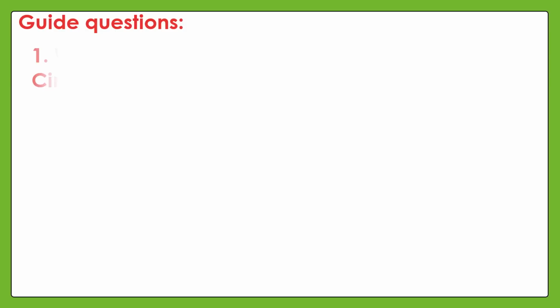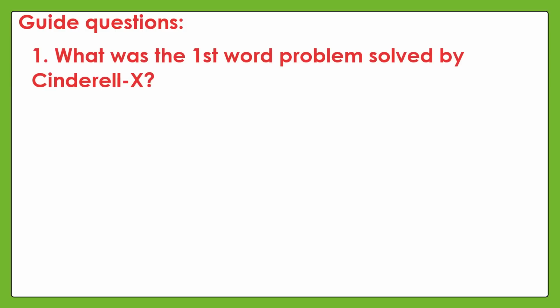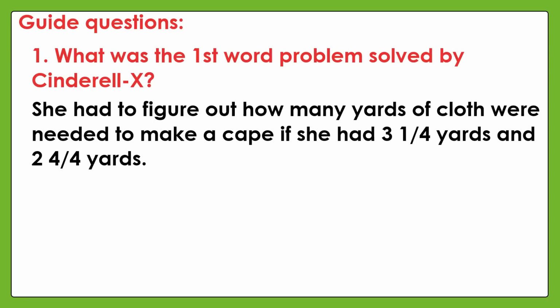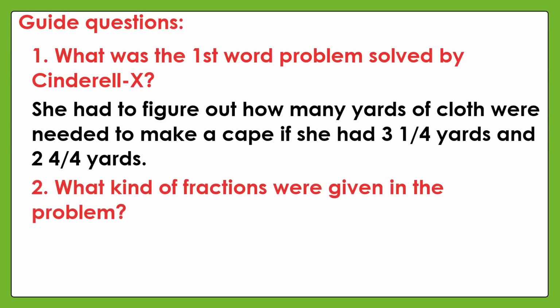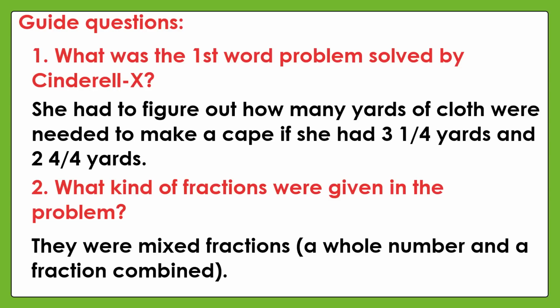For our guide questions, number 1, what was the first word problem solved by Cinderella X? The answer, she had to figure out how many yards of cloth were needed to make a cape if she had 3 1/4 yards and 2 4/4 yards. Number 2, what kind of fractions were given in the problem? The answer, they were mixed fractions, a whole number and a fraction combined.